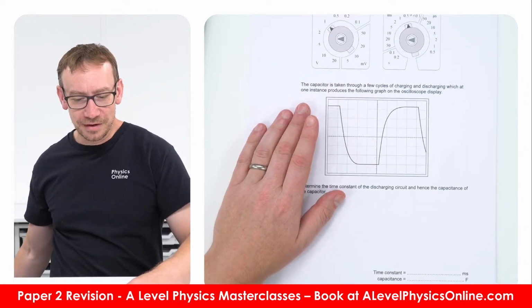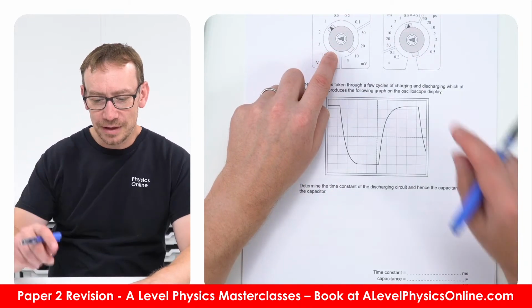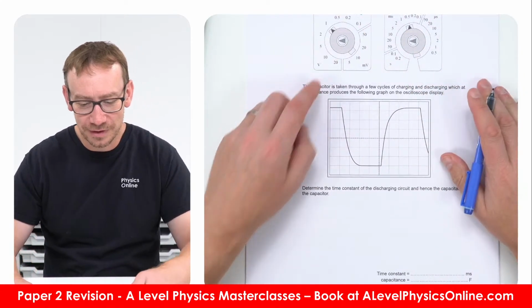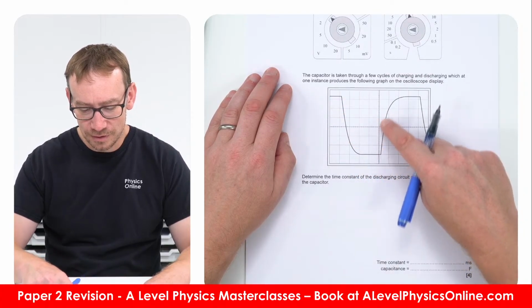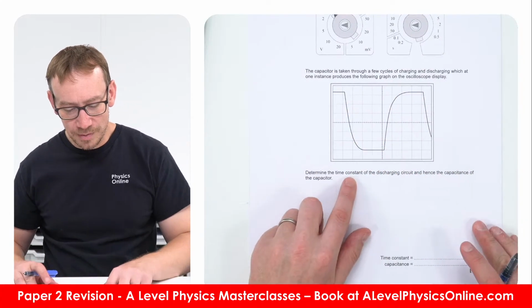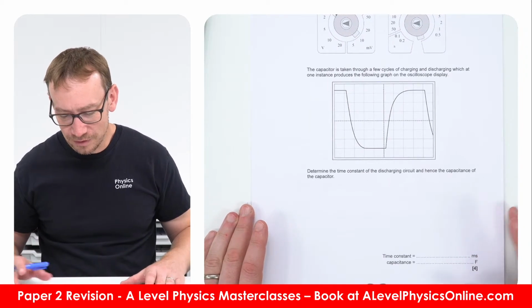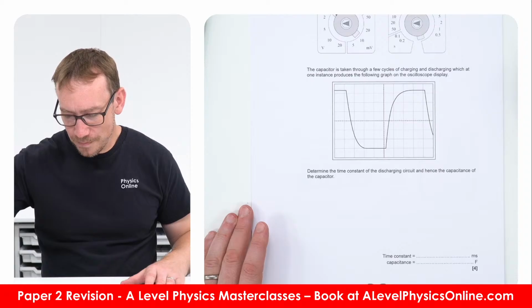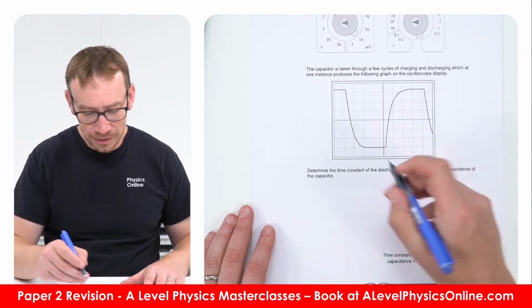An oscilloscope has the following Y gain, that's that one, and time base. So this is basically the Y-axis, that's the X-axis, and we've got this kind of charging, discharging thing. Determine the time constant of the discharging circuit, and hence the capacitance of the capacitor. So, 4 marks available.